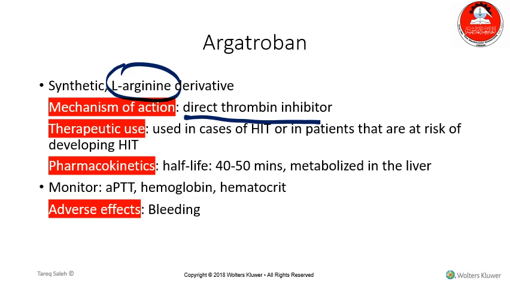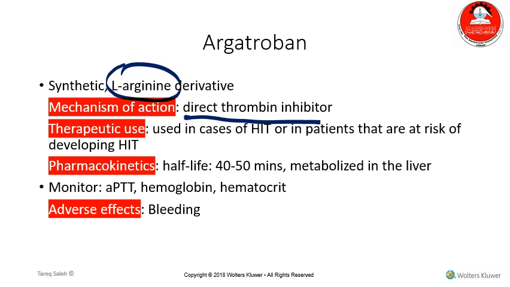Argatroban can be used, as we mentioned previously, in cases where patients taking heparin develop heparin-induced thrombocytopenia. It can also be used instead of heparin in patients who you already know are at risk of developing heparin-induced thrombocytopenia. They have a previous history of a similar episode. So you don't want to risk and use heparin one more time. You can replace it with argatroban.